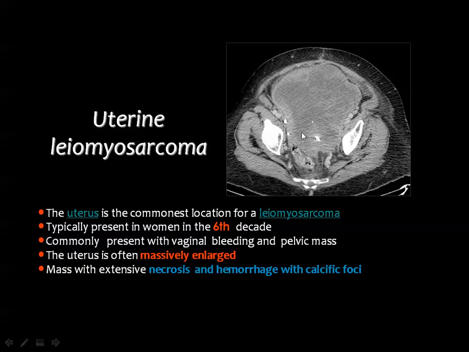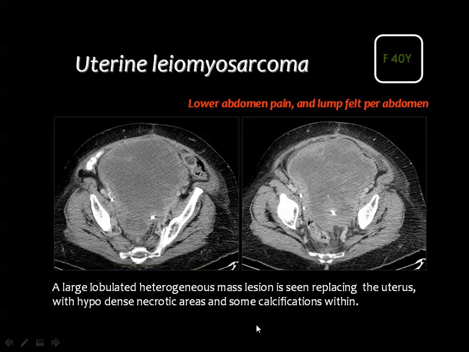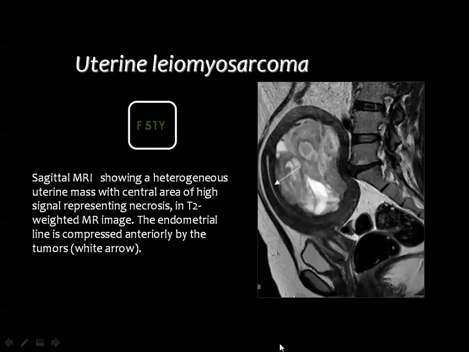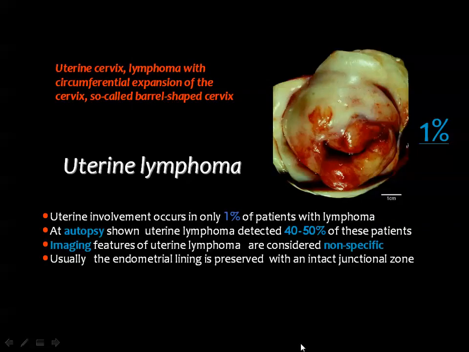And you can see here, this is the uterus which is infiltrated by leiomyosarcoma. Leiomyosarcoma in the uterus is considered the most common leiomyosarcoma all over the body, and this is another example. And this is the third example of leiomyosarcoma of the uterine wall, significantly encroaching on the uterine cavity.